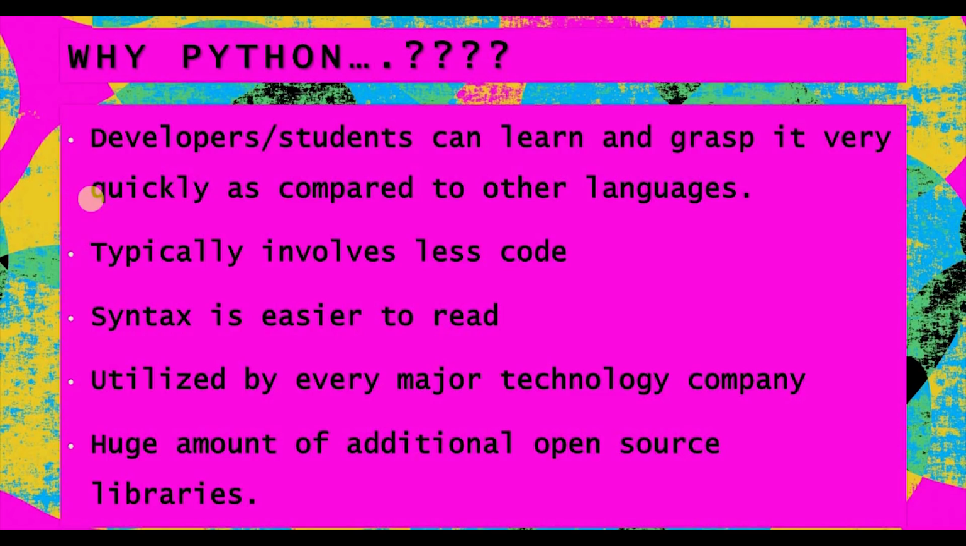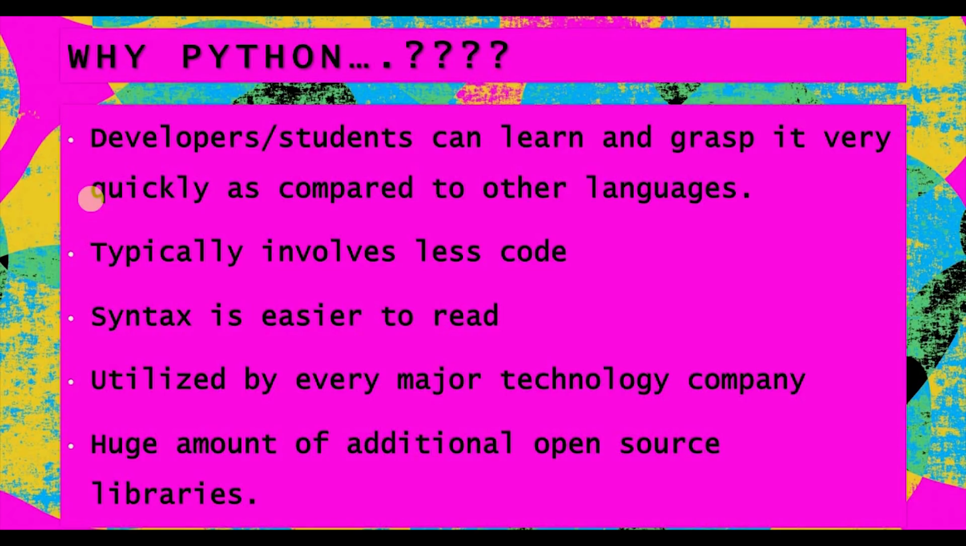A normal Python code typically involves less code when compared to Java or any other programming languages. Syntax is very easy to read. As I told you guys earlier, right now it is being utilized by every major technology company. All the new technologies based on machine learning, artificial intelligence, big data, data science, everything has a bit of Python involved in all the processes that there are.